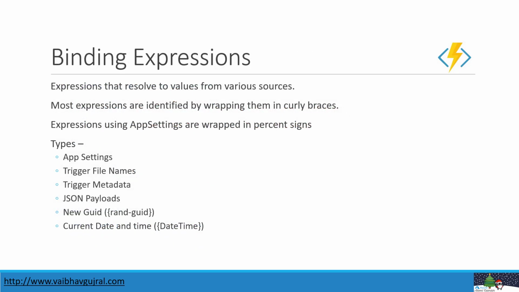One of the most powerful features of triggers and bindings is binding expressions. In the function.json file and in function parameters in code, you can use expressions that resolve to values from various sources. Most expressions are identified by wrapping them in curly braces. Binding expressions using app settings are different from other types because those are wrapped in percentage signs. Some of the common types are app settings, file names, trigger metadata, JSON payloads, and new GUIDs.